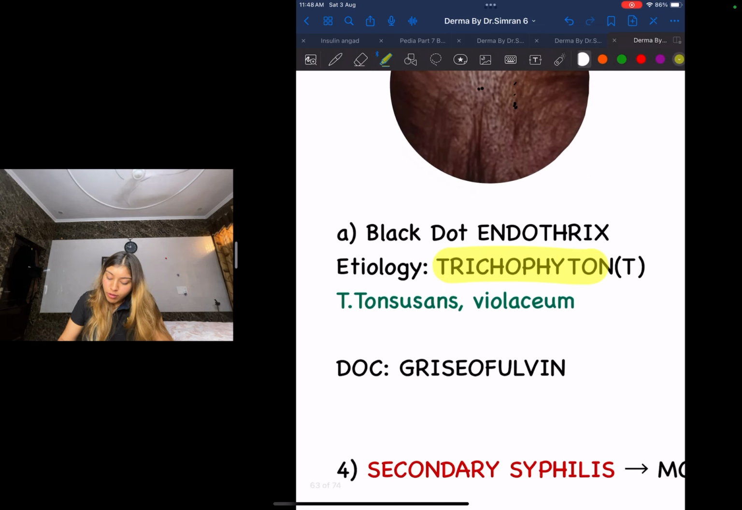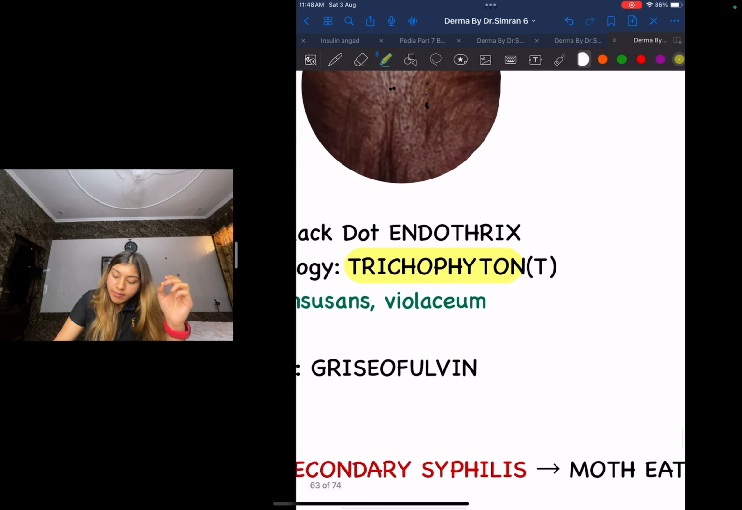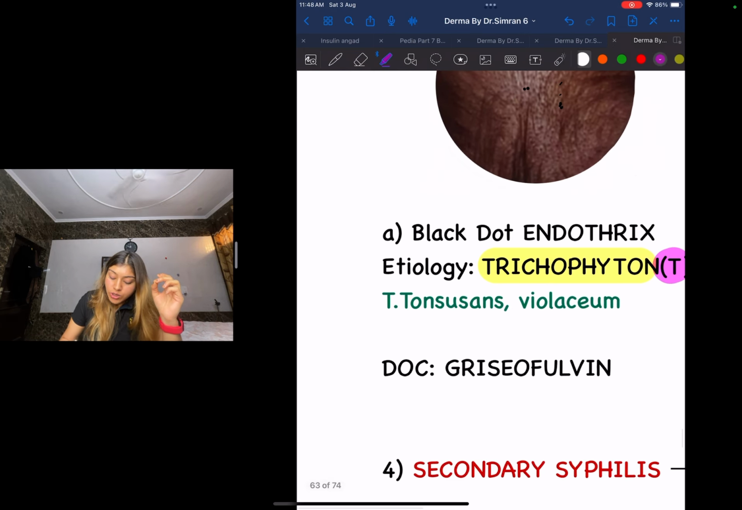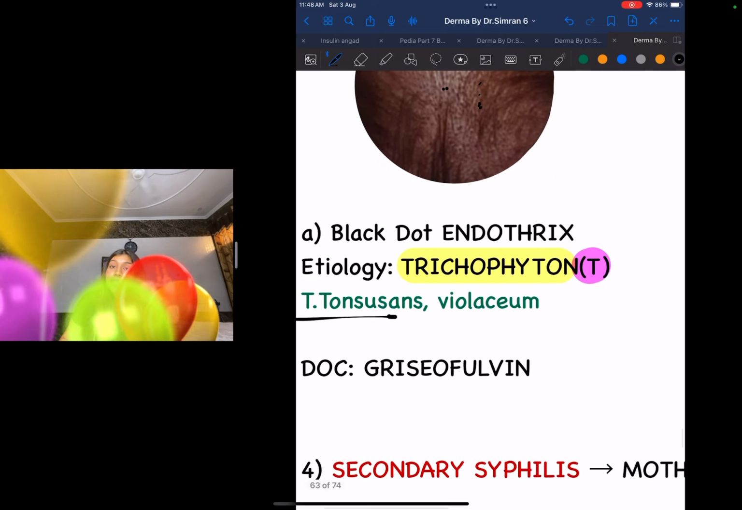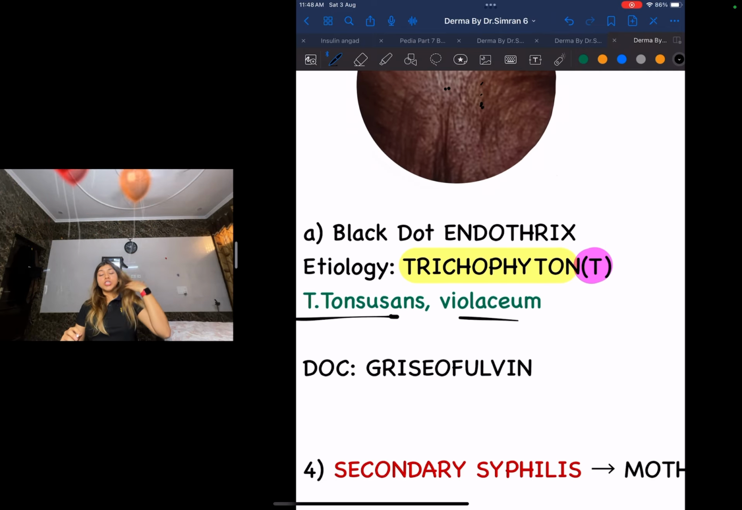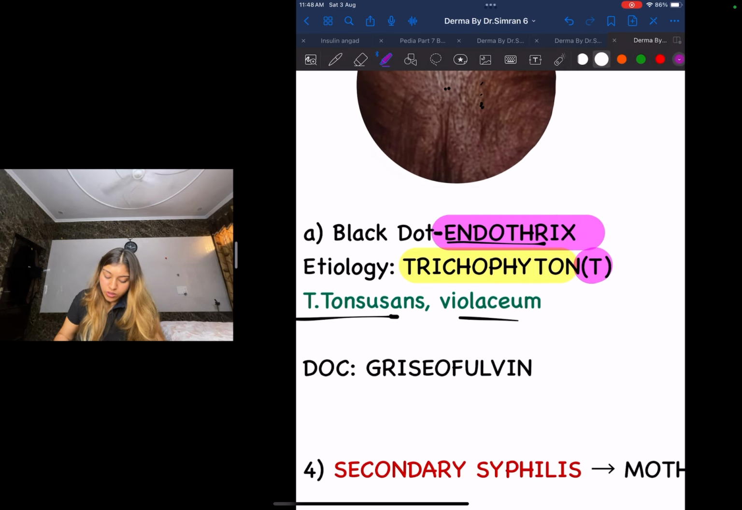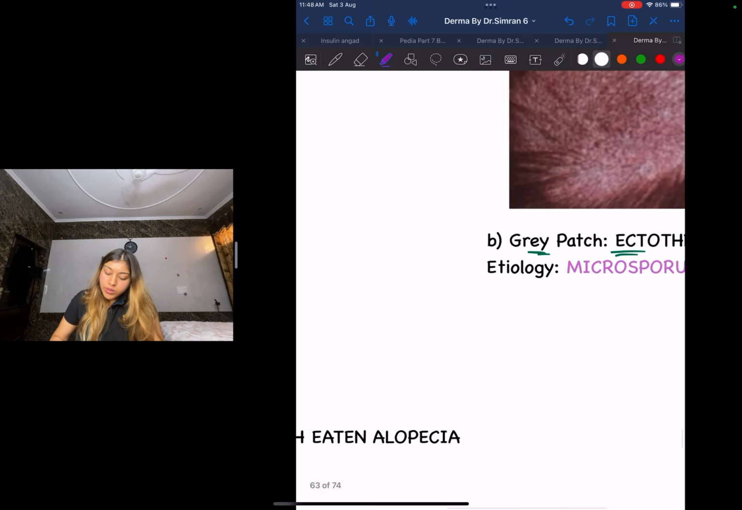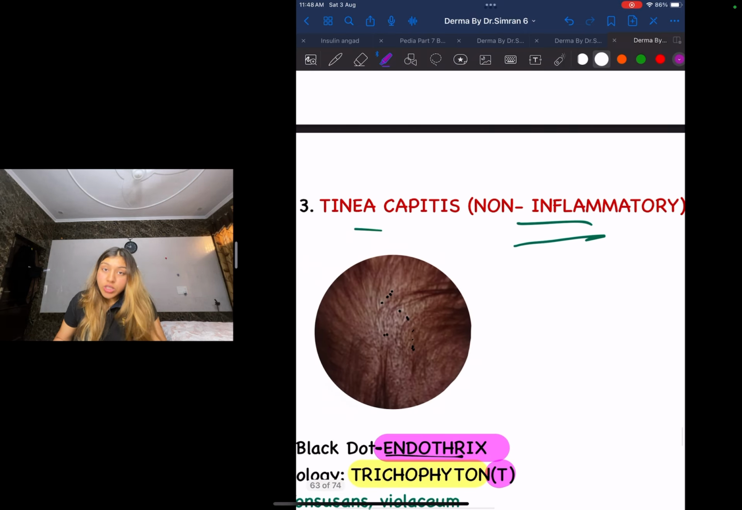Basically, it is going to be Trichophyton. Trichophyton, guys, here I have denoted with the letter T. So what are the two species that are causing this? It is going to be Trichophyton tonsurans and Trichophyton violaceum. These are the two species that cause black dot, which is endothrix. I hope you guys understood the black dot over here.